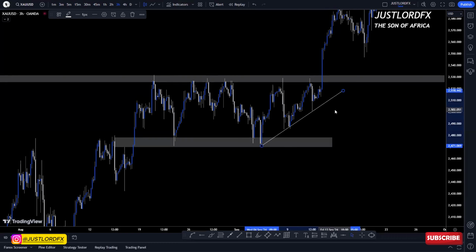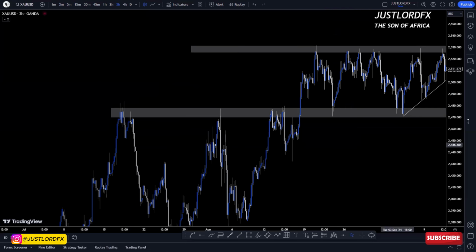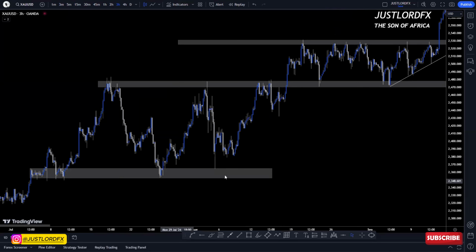Now the market is pushing towards the resistance zone. From there, we saw a very huge candlestick which broke above the zone. You can see, so let me use this one for resistance becoming support. You can see from here, the market was printing equal lows over here.